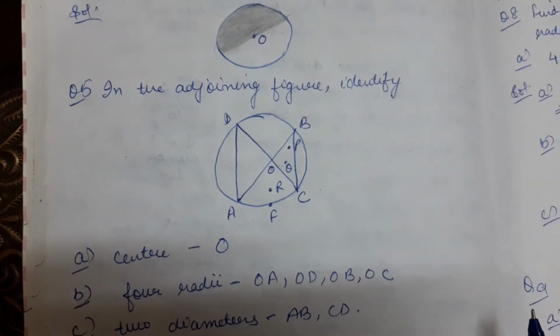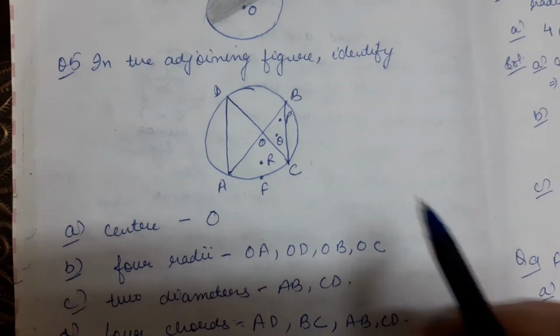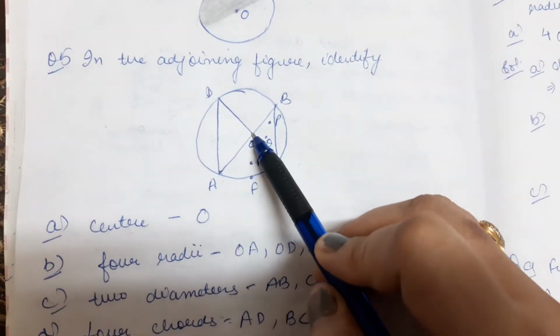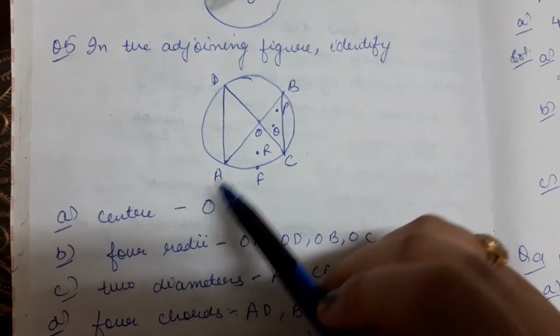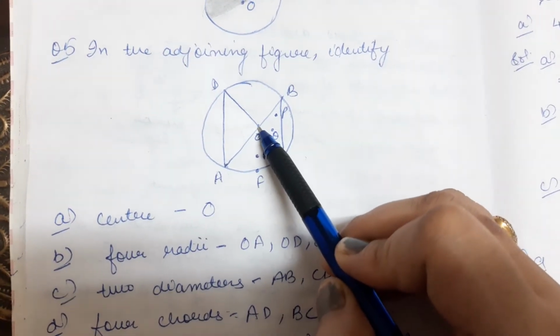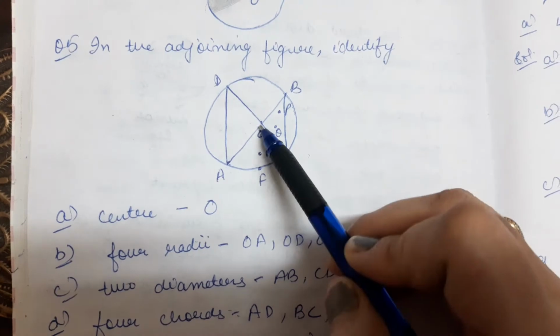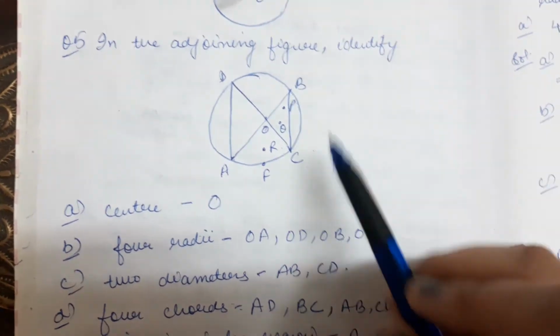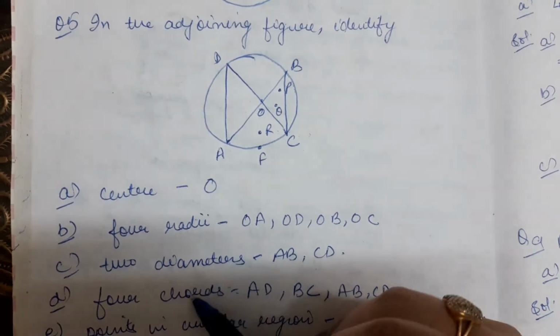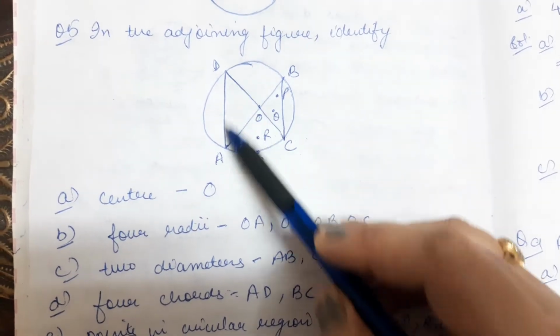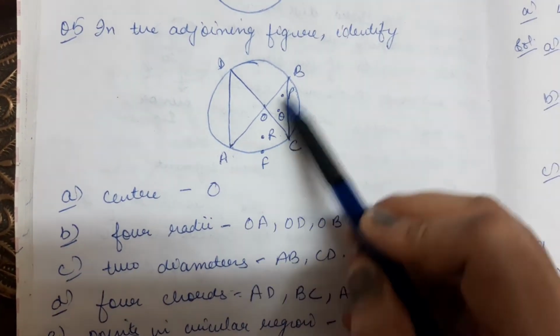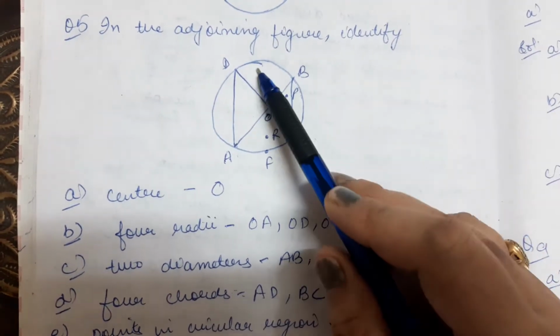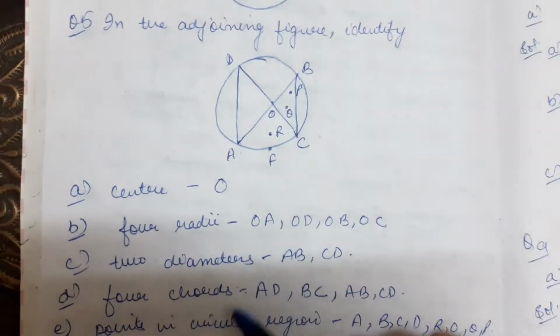Fifth question is, in the following figure, identify. First is center. Now clearly this is the center O. 4 radii. Radii is from center to the boundary. So OA, OB, OC and OD. These are the 4 radii. 4 chords. So AD is the chord, BC is the chord, AB and CD. Although they are diameters, they are also chords.